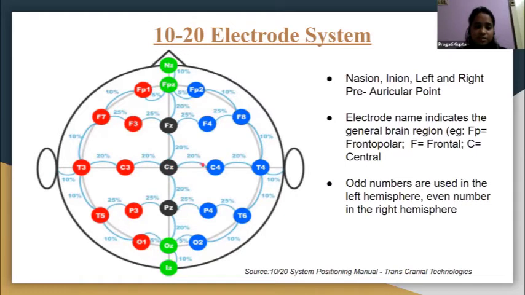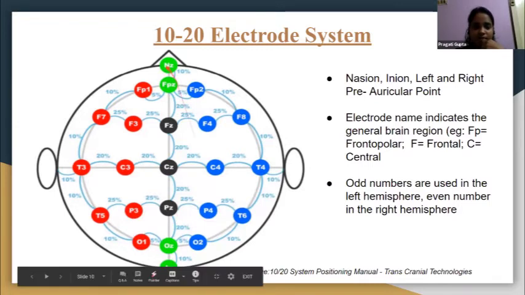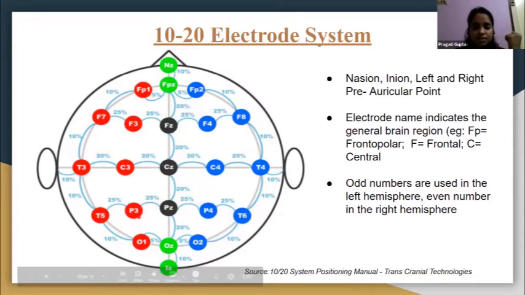From here we observe different electrode points. We take different percentages, like 20% of this arc. This way we have 10 and 20 percentages of different electrode sites. And the names, for example F, T, C, P, and O, represent the lobes: for example the frontal area and the central. Central is there because it lies over the central midbrain region. The P is for parietal, T is temporal, and O is occipital.